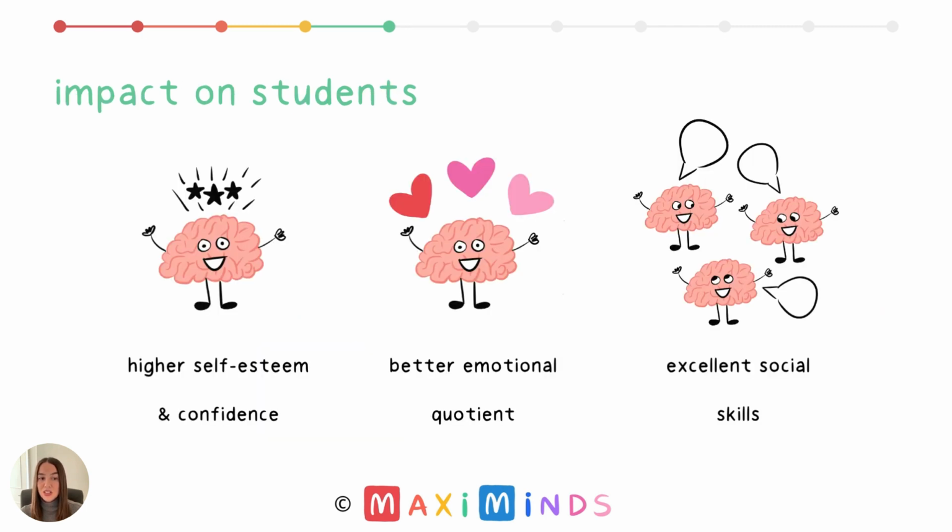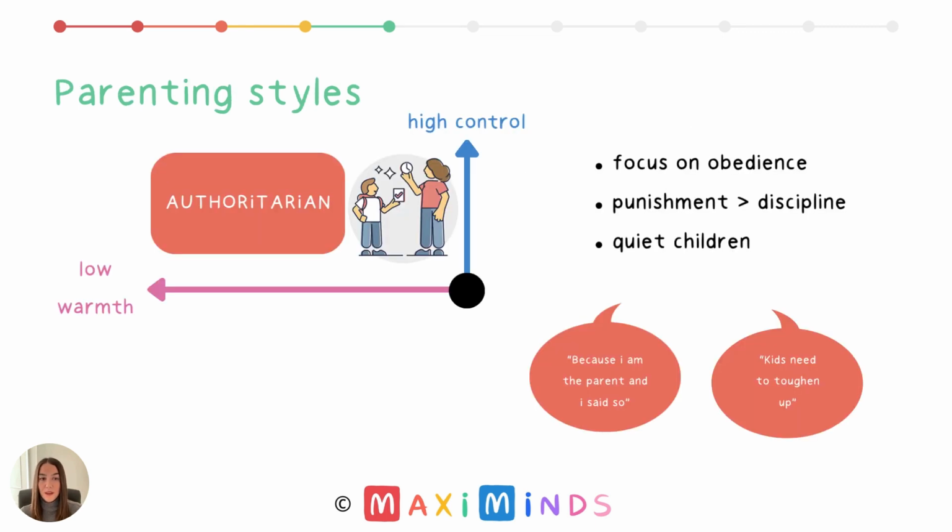The impact on students is that they do have higher self-esteem and confidence, better EQ or emotional quotient, and excellent social skills. Typically, we see also a higher academic achievement from those with an authoritative parenting style at home. On the flip side, we have authoritarian, which is also high control, but there's little warmth. So it's more focused on obedience, punishment, and tend to have quieter children.